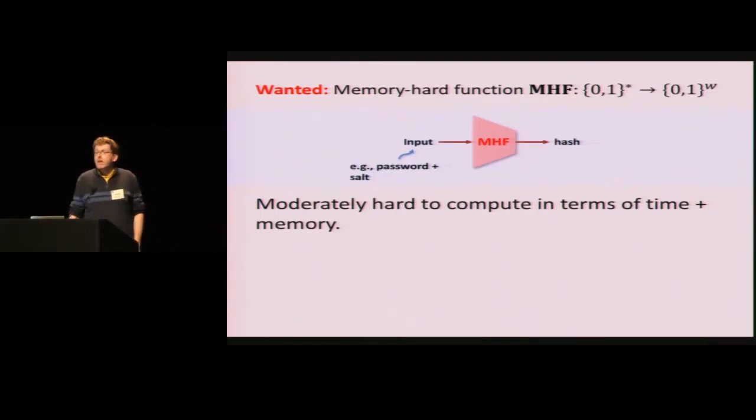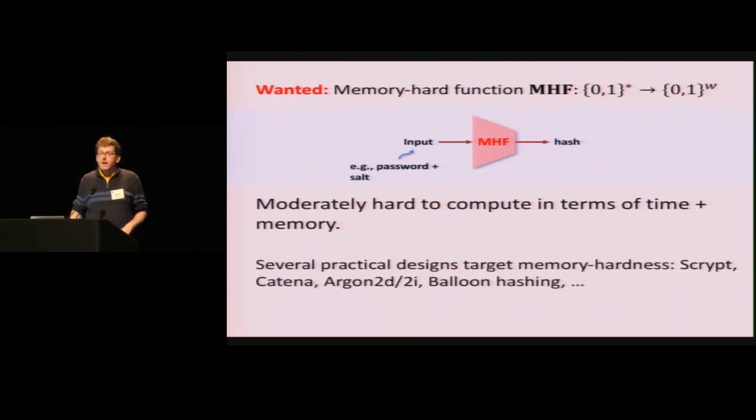I don't need to introduce the notion anymore, but for those of you that missed the talk or just came in, just think of them as moderately hard hash functions to be used in the context of password hashing, key derivation or proofs of work, where moderate hardness is in terms of both time and, most importantly, memory consumption. And there have been numerous practical designs that targeted memory hardness, like scrypt, Argon2d, Argon2i, Catena, balloon hashing, and many more.